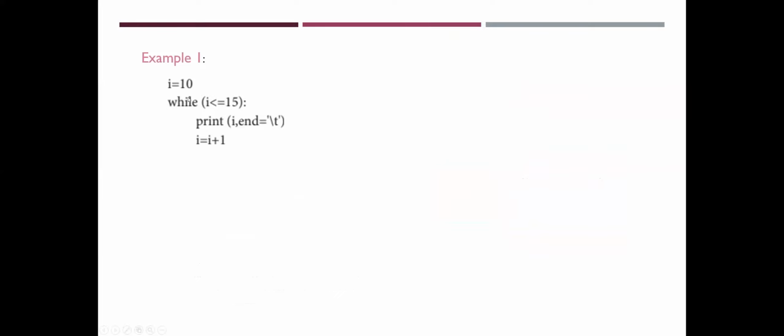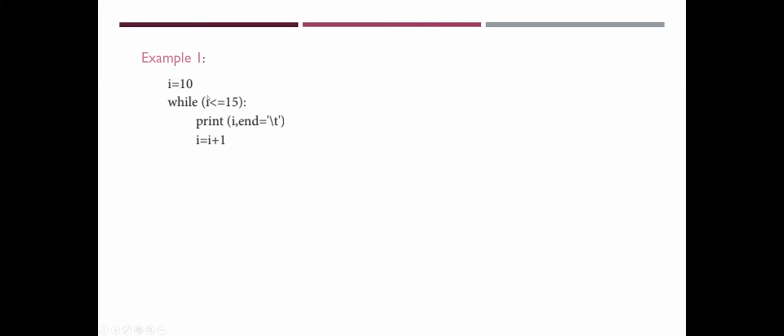Here we have given i = 10. So we are initializing a variable i as 10. Now the while condition is included: while i <= 15. Now we check whether 10 is less than or equal to 15. It is true, so the print statement will be executed. And i is incremented in the next line, i = i + 1. So now 10 will be incremented to 11.